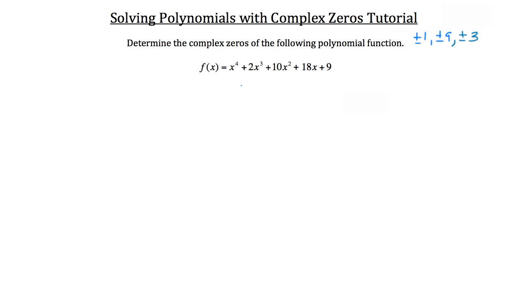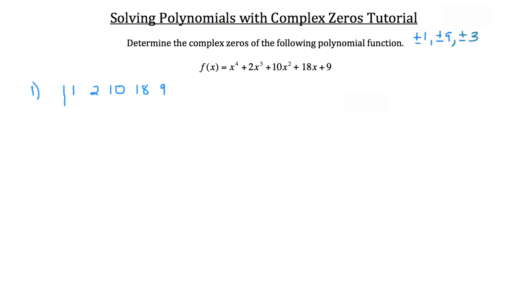So our first step, if you recall how to use synthetic division, we're just going to take the coefficients before each of our terms here. So before the x to the fourth, we've got 1. Before the x cubed, we've got 2. Before the x squared, we've got 10. Before the x, we've got 18. And then we've got a constant term of 9.